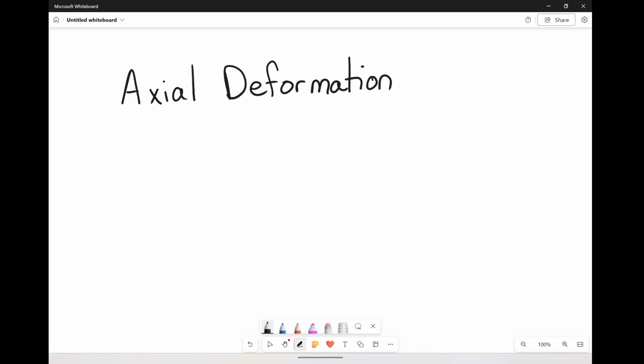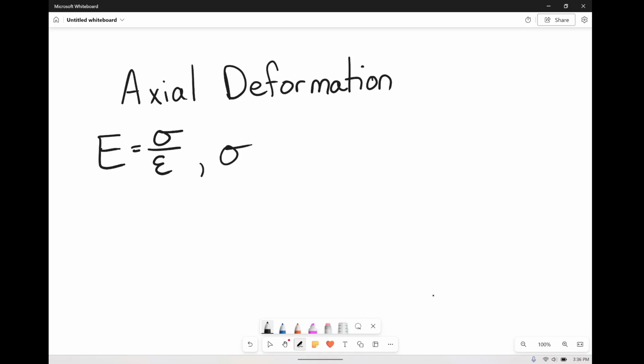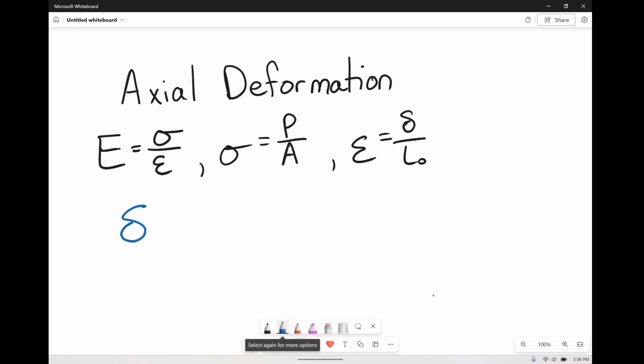This video is going to cover axial deformation. So the axial deformation equation is not anything new, because we've already learned that the modulus of elasticity is equal to stress over strain. We also know that stress is equal to the load over the area, and strain is equal to the deformation over the original length. So all axial deformation actually is just trying to find that deformation, but in a little bit easier way without having to jump through hoops with these equations.